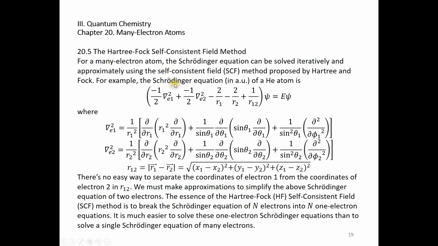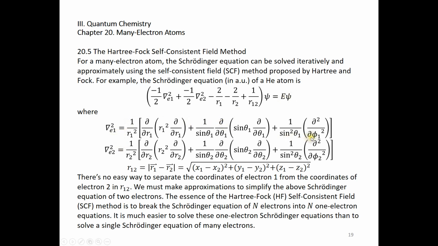by Hartree and Fock. For example, the Schrödinger equation of the helium atom is this: H psi equals E psi. H consists of kinetic energy operators for electron 1 and electron 2, the attraction felt by electron 1 and electron 2, and the repulsion between the two electrons. We neglect the kinetic energy of the nucleus because it's much smaller than the kinetic energy of the electrons. And also, later we will see it's possible to recover the kinetic energy of all nuclei in a system in a different way.